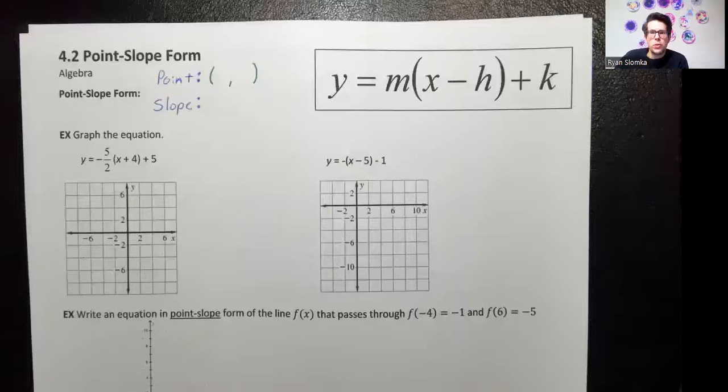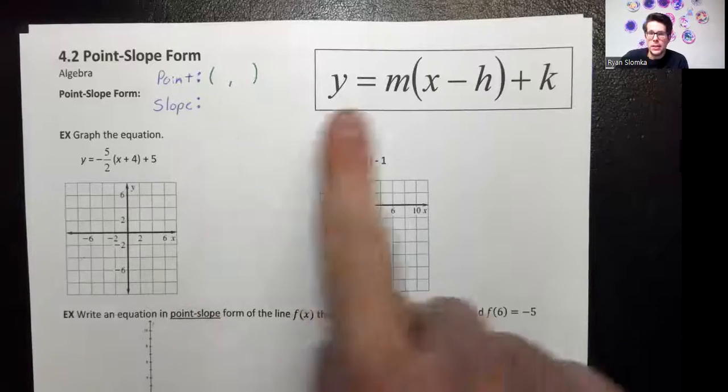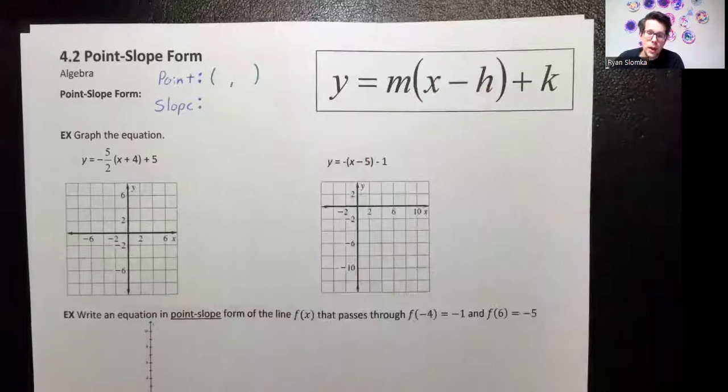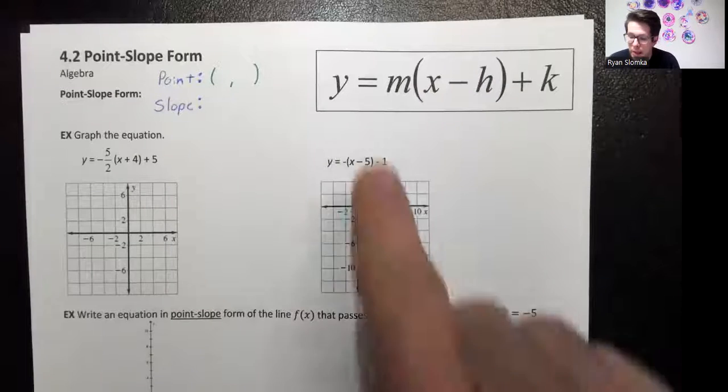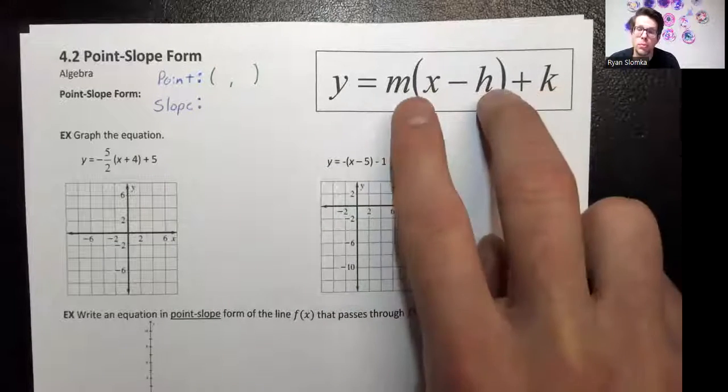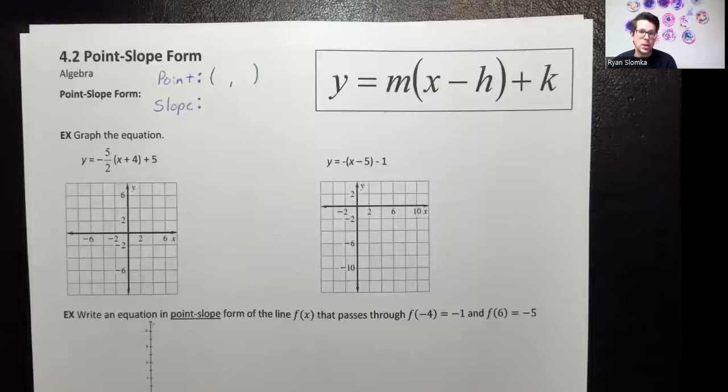Today we're going to talk about section 4.2, which is going to be a continuation of point slope form. So the point slope form that we have is right up here at the top of the page, and it's going to look this way every single time with the y is equal to at the front and then a whole bunch of pieces after, including the parentheses that we have here around that x minus h.